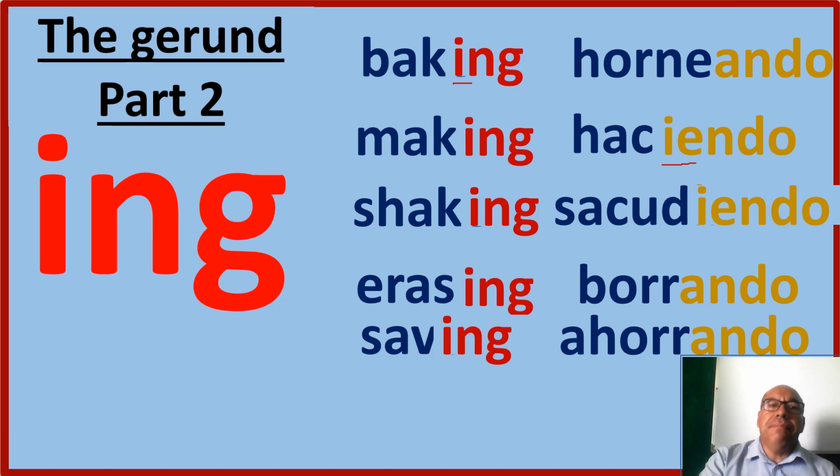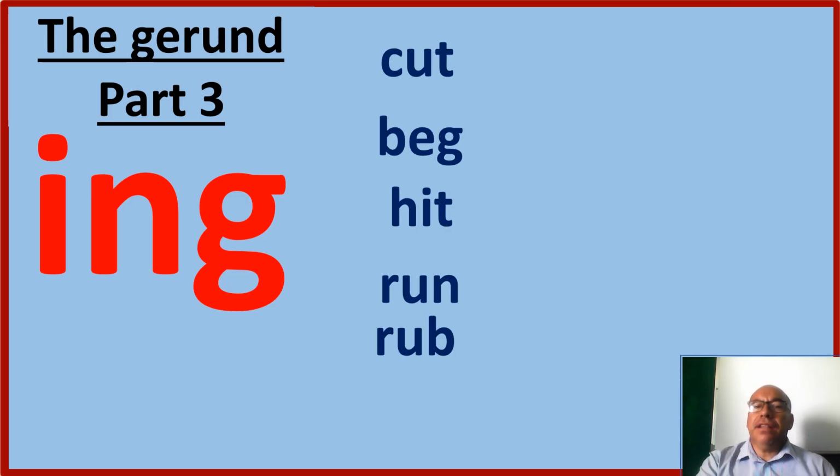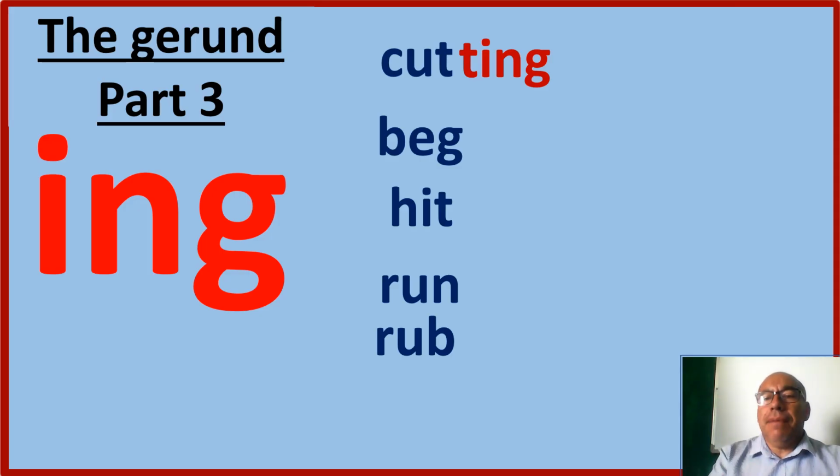The gerund form, part 3. Here we are. In this case, we have these verbs: cut, beg, hit, run, and rub. There's something special about these verbs. As you can see, I have already put the complete form here. But the important thing is that when we have a consonant, a vowel in the middle, and a consonant at the end, we have to double the consonant plus ing.